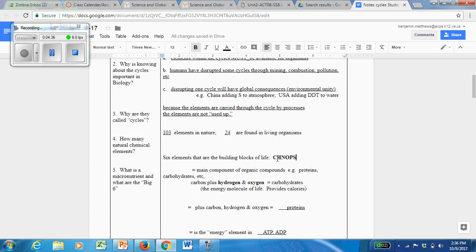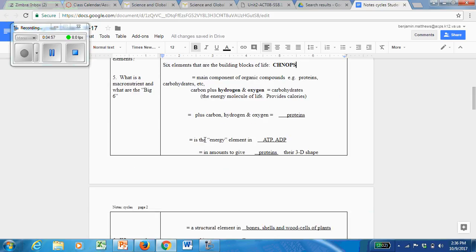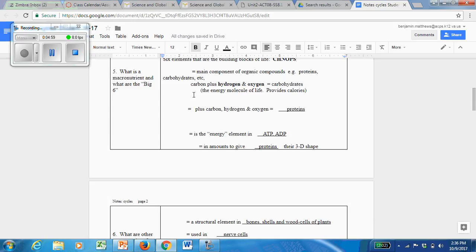Today we're going to be mostly covering the carbon cycle and the nitrogen cycle. But these 6 elements are really the building blocks of life. Carbohydrates are carbon-based, and proteins, lipids, and nucleic acids all have these elements in them. So if we look at these big six, we call them macronutrients, okay? Macronutrients, let's start with carbon here.